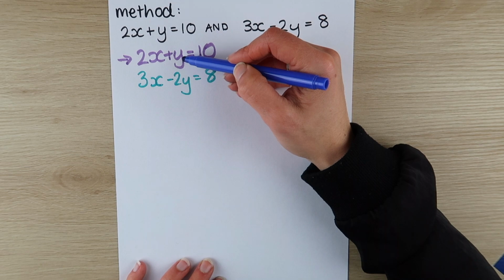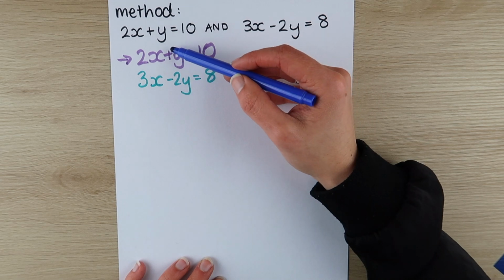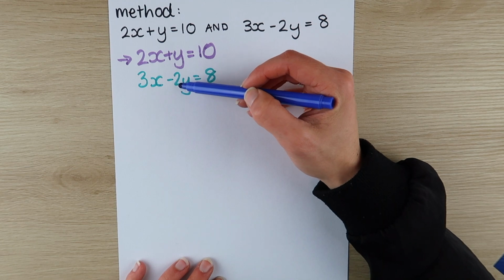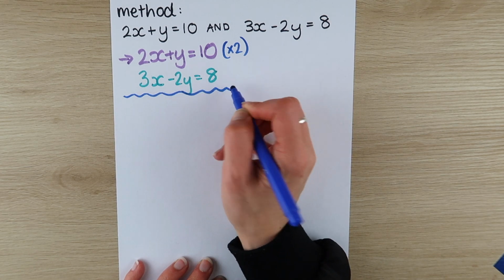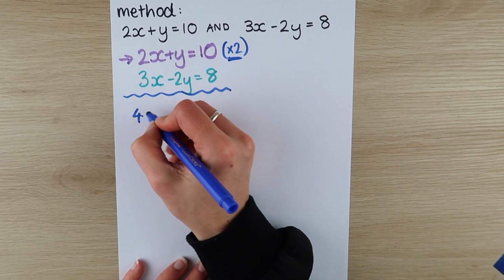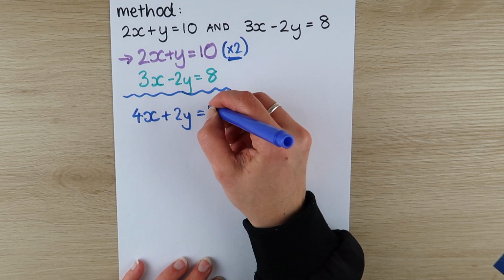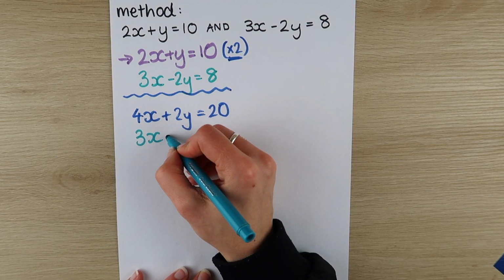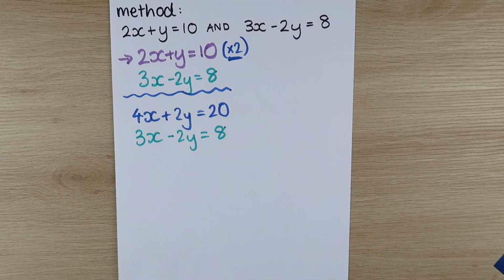Now it will be much easier in this case to multiply this equation by 2 and make the coefficient of y for the top 2, because this one down here is also 2. So let's multiply that by 2. So I'm going to rewrite them applying this multiplication. The first equation now becomes 4x plus 2y is equal to 20. 3x minus 2y equals 8. Now my second equation has not changed at all in this case.